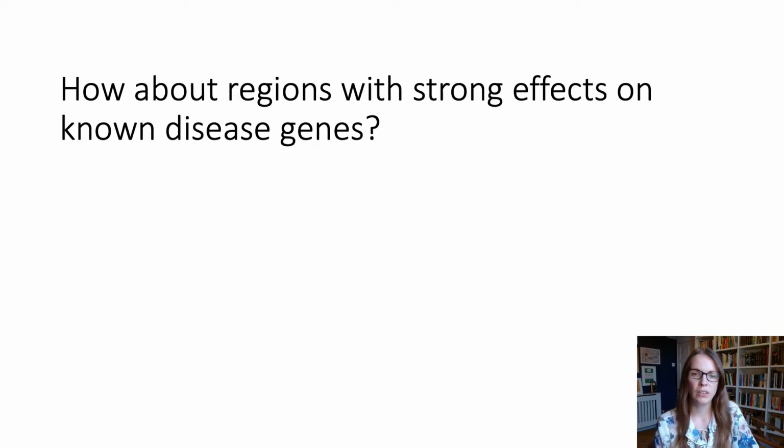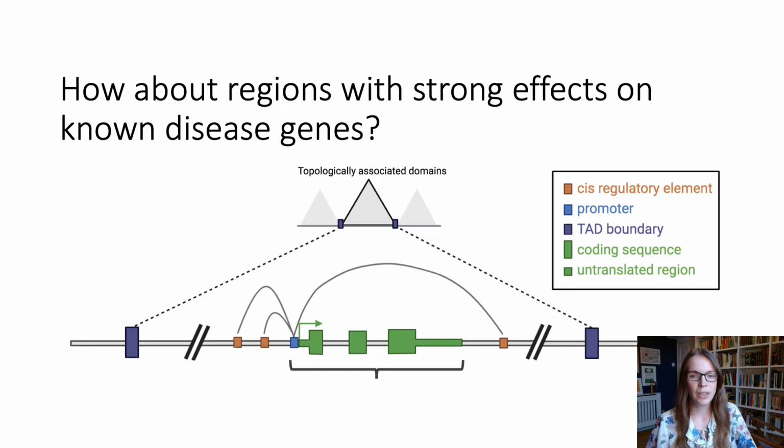But how about we start by focusing on regions with very strong effects on genes that we already know cause disease? So going back to our earlier diagram, what I mean is these regions that are either the gene itself or directly adjacent to the gene. So focusing on what we can call near-coding regulatory elements. So there's introns, the UTRs, and the promoter sequence, for example.